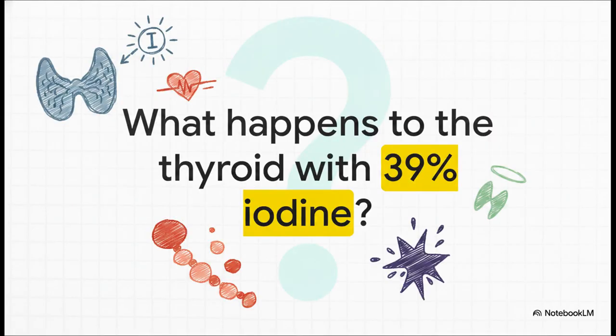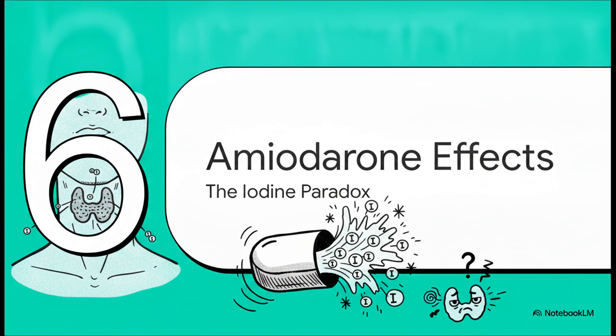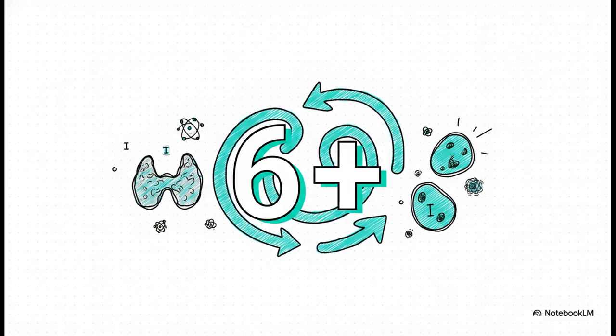So, we've covered autoimmunity, inflammation, and critical illness. But what do you think happens to the thyroid when you introduce an incredibly common antiarrhythmic drug that is a staggering 39% iodine by weight? Which brings us to our final stop, Section 6, amiodarone and the thyroid. Let's unpack this amiodarone paradox.